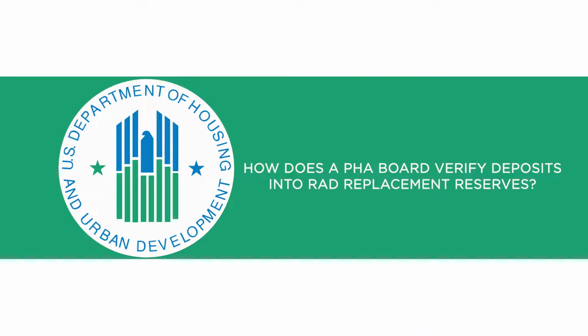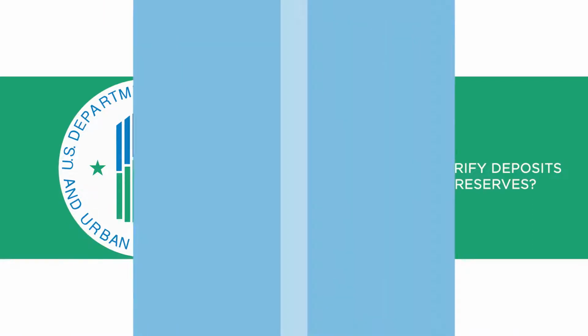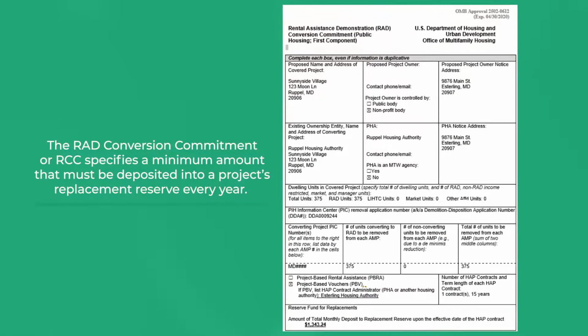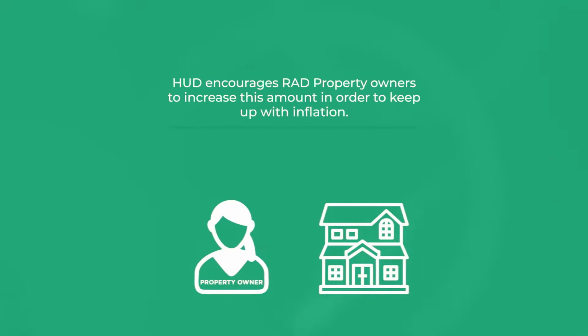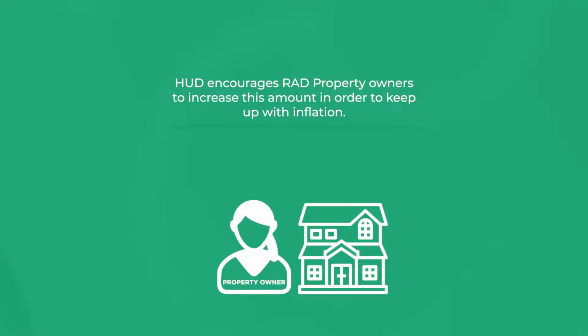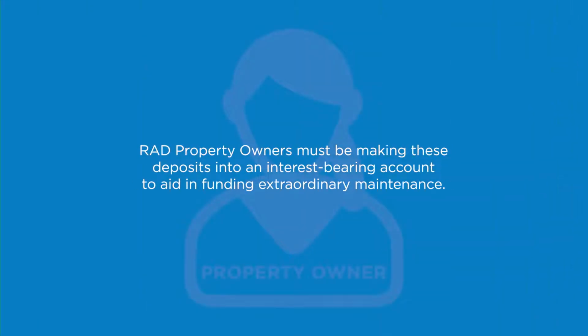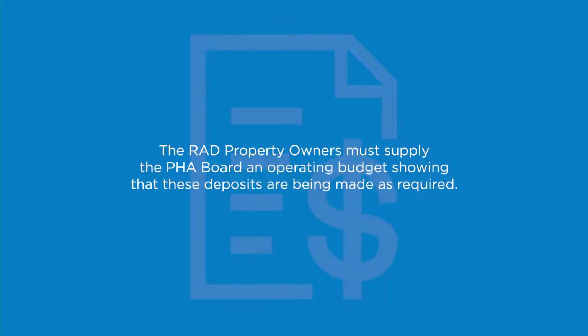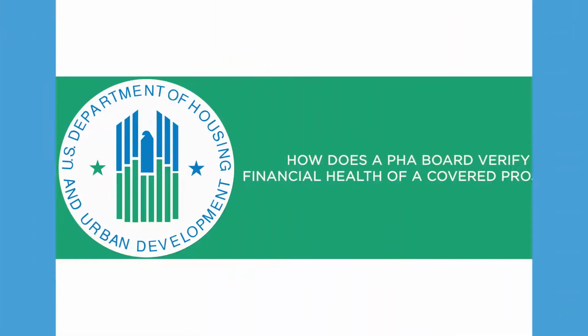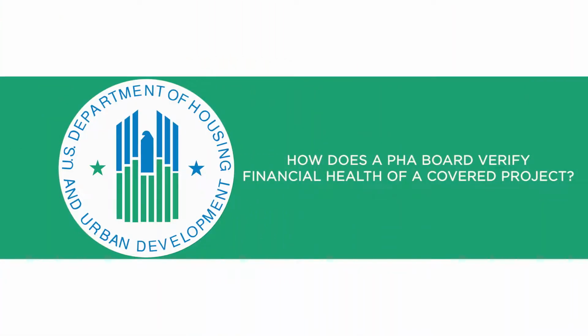How does a PHA board verify deposits into RAD replacement reserves? The RAD Conversion Commitment, or RCC, specifies a minimum amount that must be deposited into a project's replacement reserve every year. HUD encourages RAD property owners to increase this amount in order to keep up with inflation. RAD property owners must be making these deposits into an interest-bearing account to aid in funding extraordinary maintenance. The RAD property owners must supply the PHA board an operating budget showing that these deposits are being made as required.